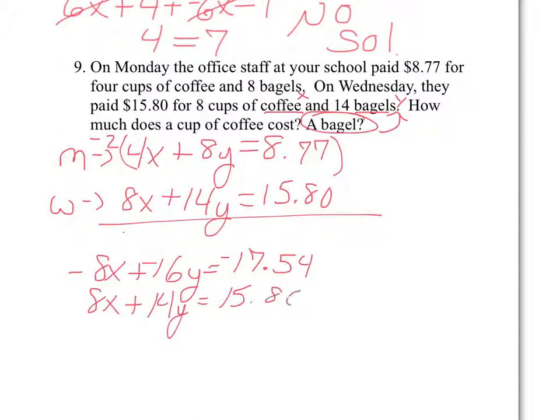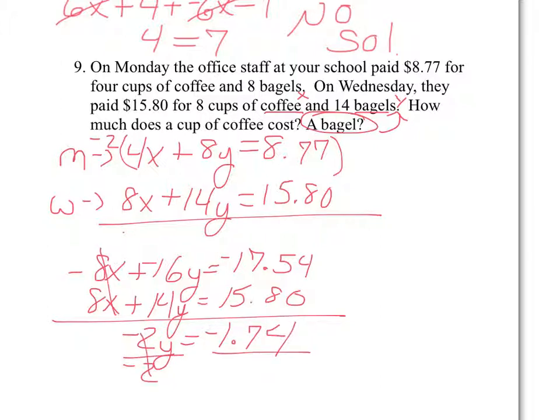Now I'm going to go ahead and add. When I add, I get negative 2y equaling negative 1.74. Divide each side by negative 2. Remember that two negatives go positive, and I get y as 0.87, or 87 cents per bagel, as my final answer.